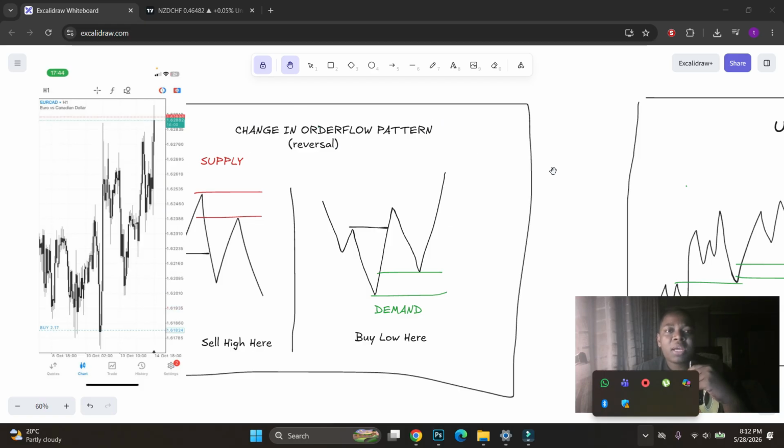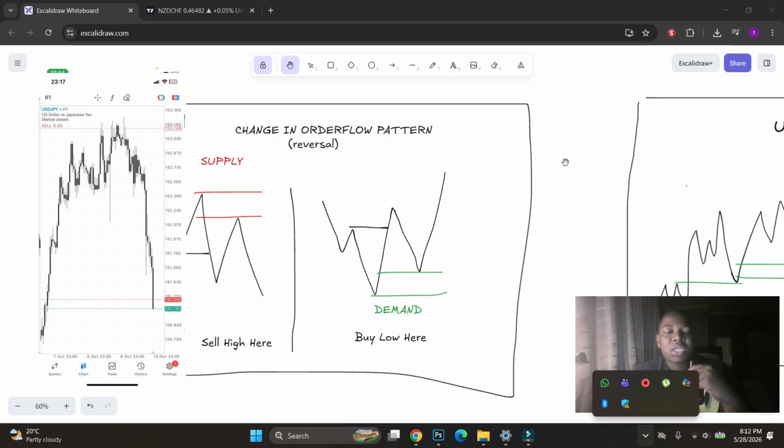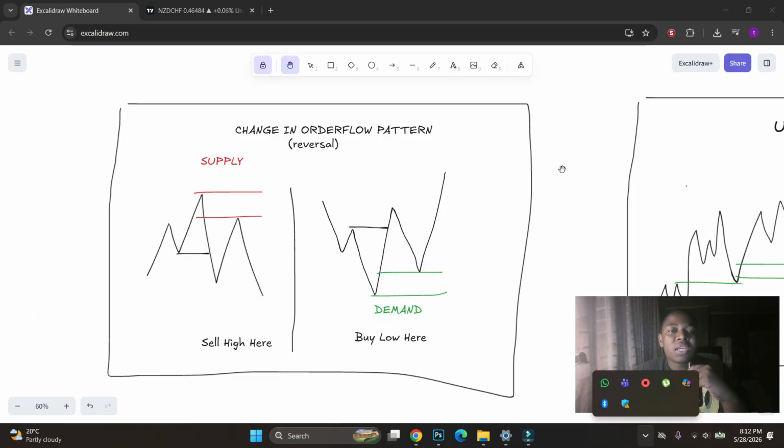Supply and demand, market structure, how to get sniper entries. Simple as that. You don't need a lot of things to complicate your trading. Yes, it is a lot of concepts, but once you blend everything together, it all makes sense.